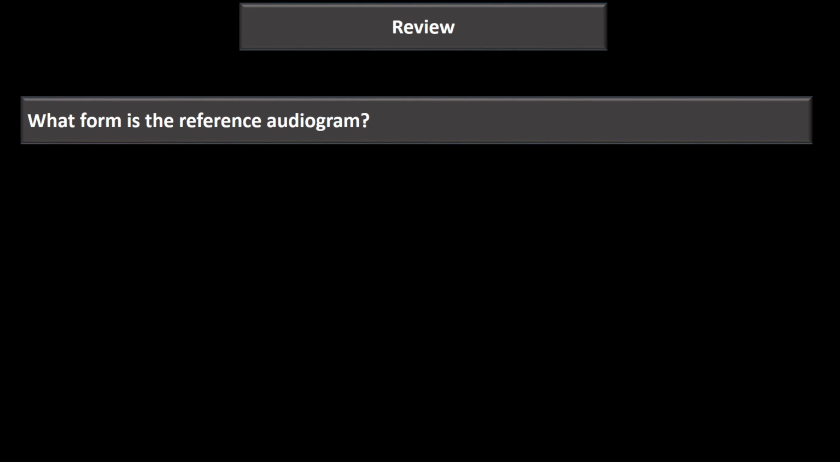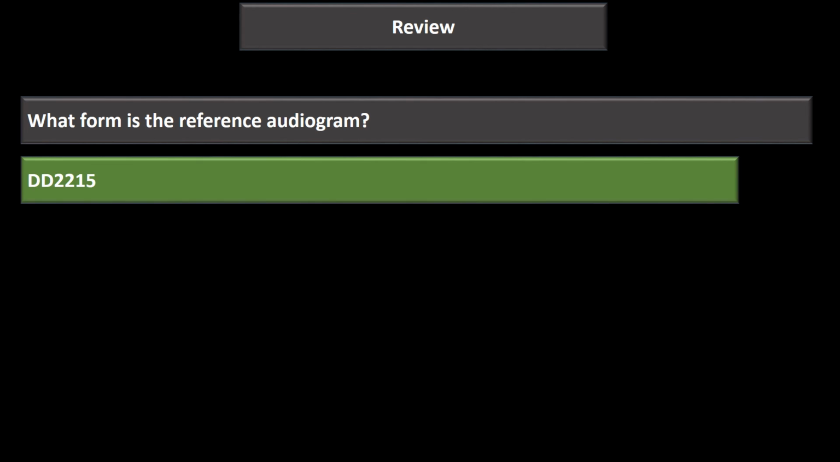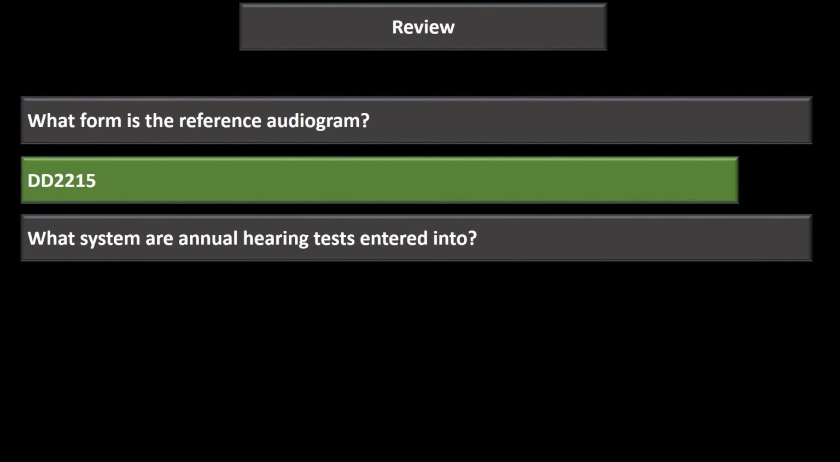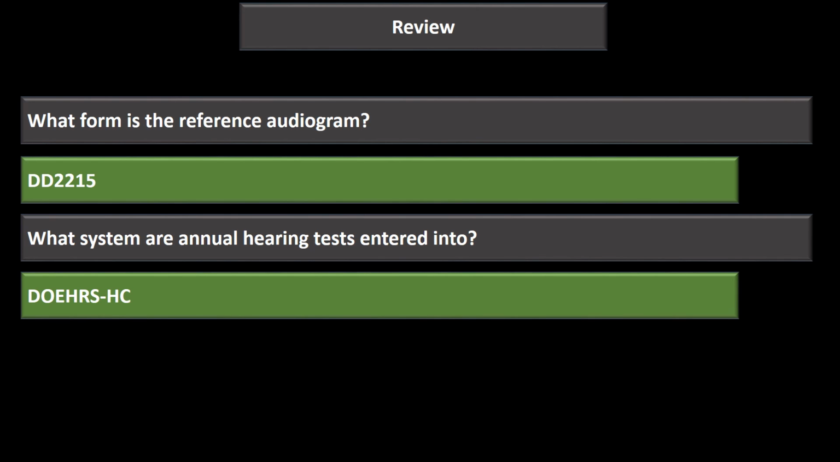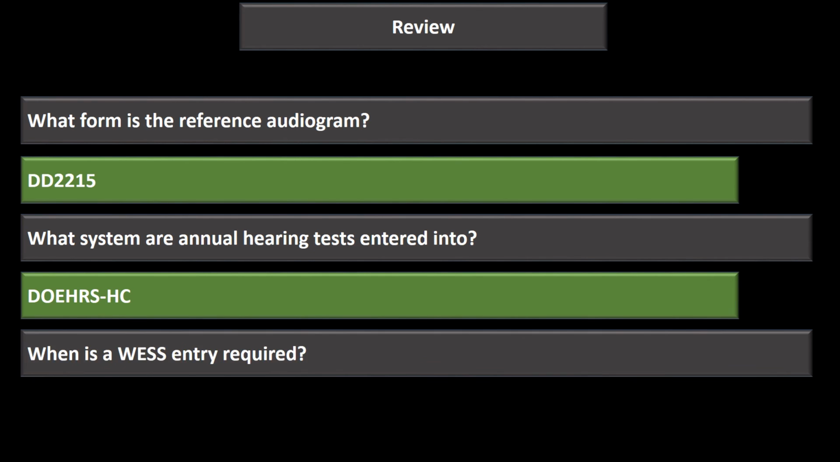What form is the reference audiogram? That's your DD2215. What system are your annual hearing tests entered into? That is your Defense Occupational and Environmental Readiness System for hearing conservation.